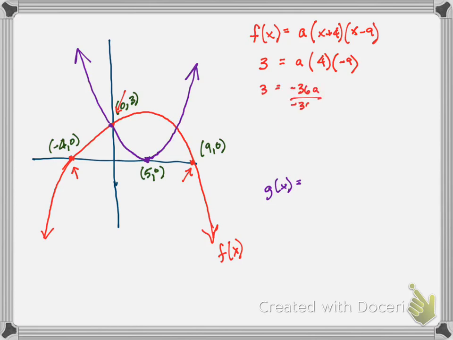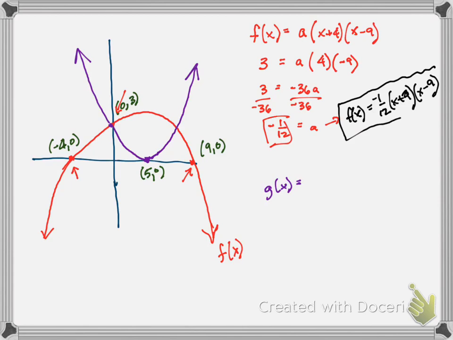3 then is equal to -36a. Divide both sides by -36. And a is equal to -1/12. Now we can put all that together and we have our formula. So f of x, or y, is equal to -1/12 times the quantity x plus 4 times the quantity x minus 9. That is in its factored form, recall. You could certainly rewrite that in its standard form by foiling and then distributing your -1/12.